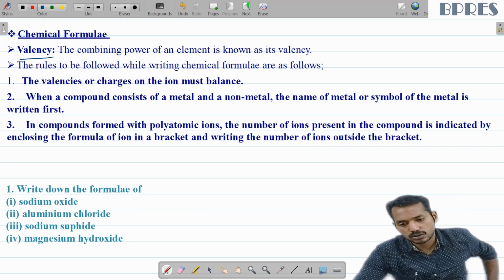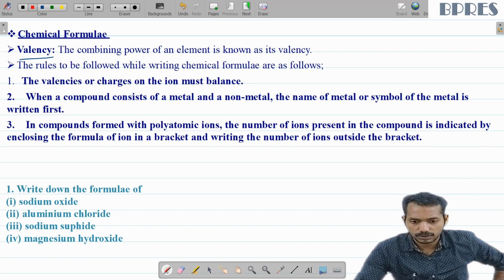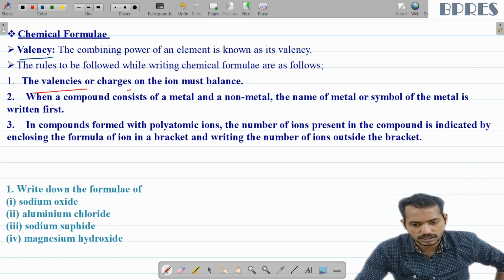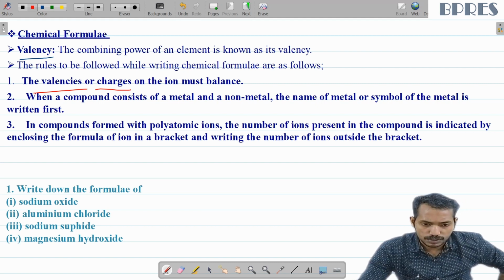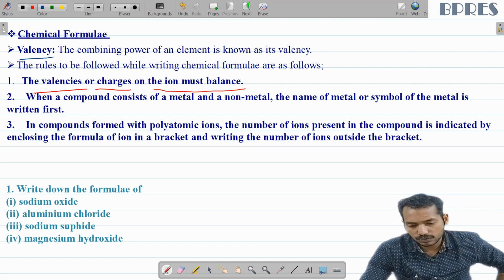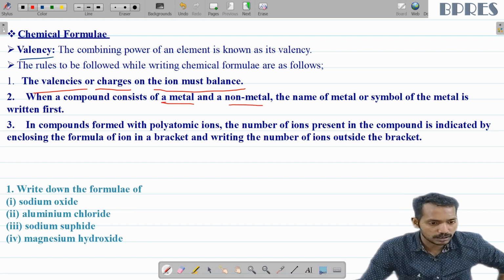There are certain rules to be followed while writing the chemical formula. First one is valency or charges. Both are the same number-wise. Ions must be balanced. Second one is when a compound consists of a metal and a non-metal, the name or symbol of the metal is written first. That is the second rule we have to remember.